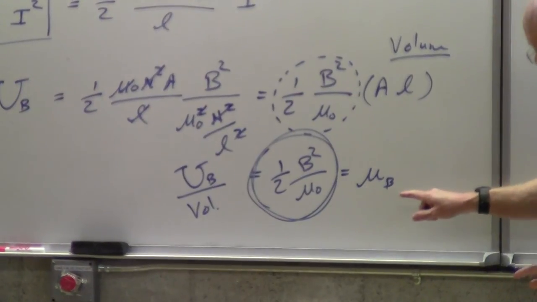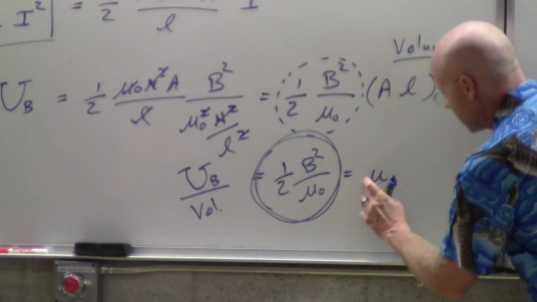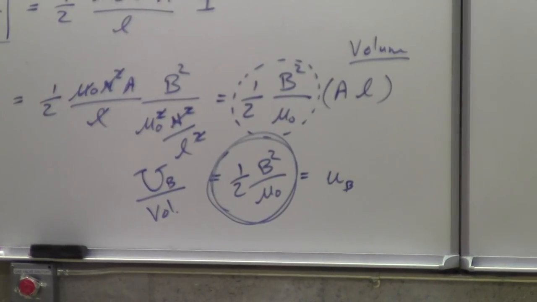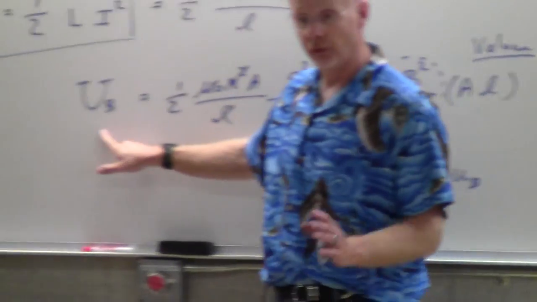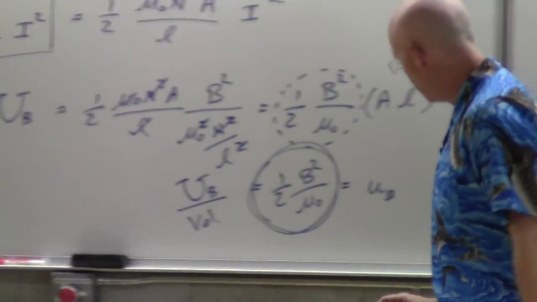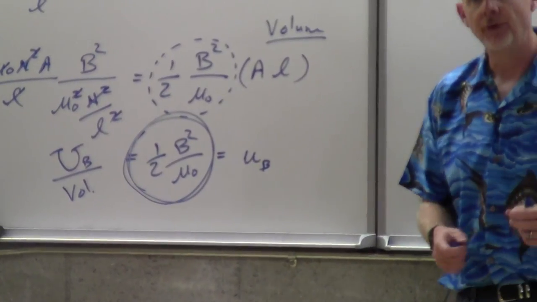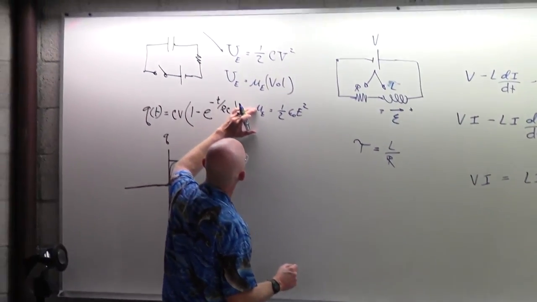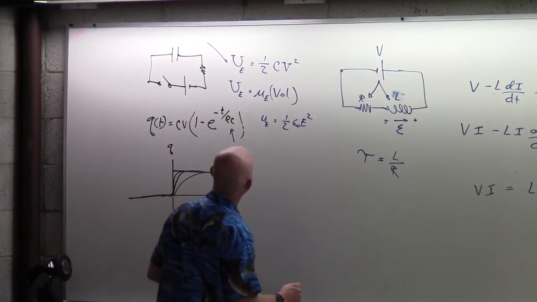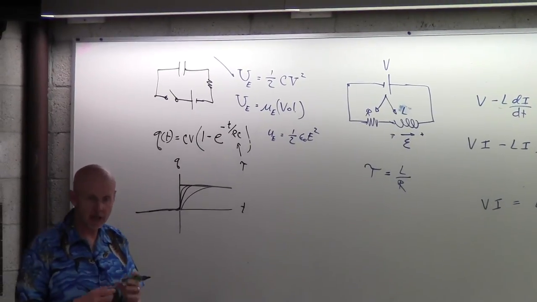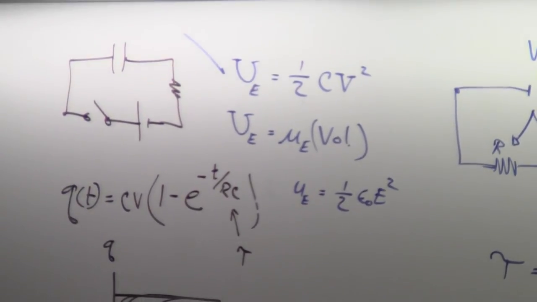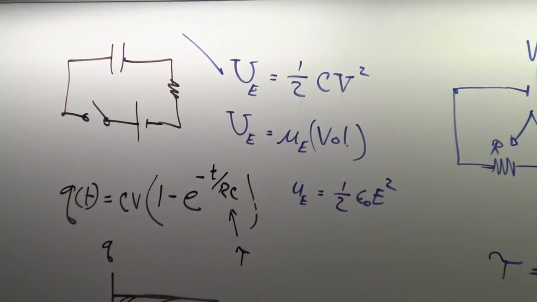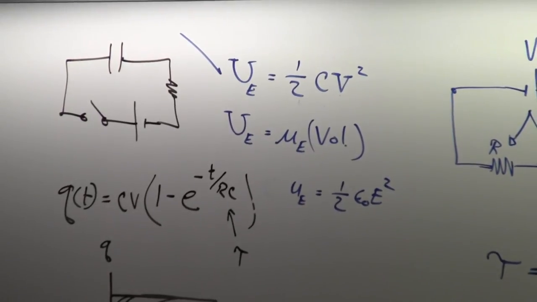Actually, I guess small u. Now that I think about it, yeah, your author uses small u. So he uses capital U for the total energy of the magnetic field. He uses a little u. Yeah, I was thinking that too, but it's not. And it was the same thing over here. He uses a little u sub e to say this is the energy density in here. But that's what I wanted you to see.